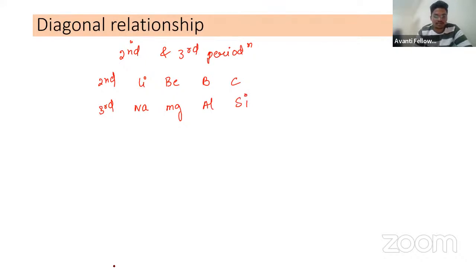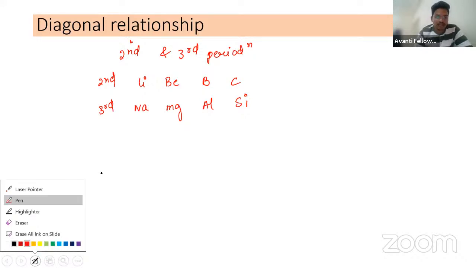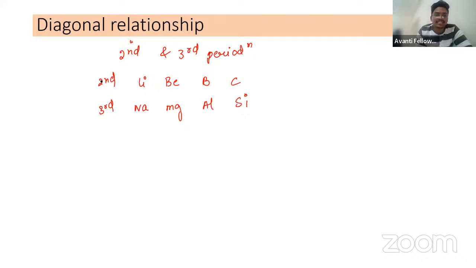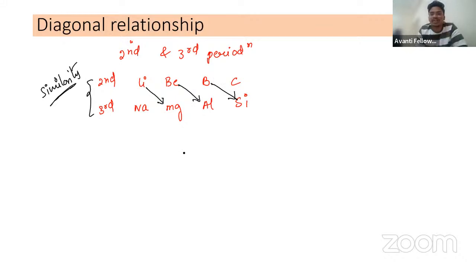So now usually there are similarities between the second and third period. The similarity is taking place between lithium and magnesium, beryllium and aluminum, boron and silicon. In what way are there similarities? There are some properties.